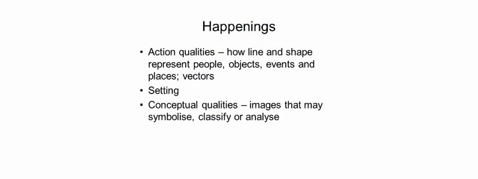Now let's explore happenings. I'm using the terminology from the textbook, The Shape of Text to Come. Happenings are action qualities, aspects of the setting, or they could be conceptual qualities.